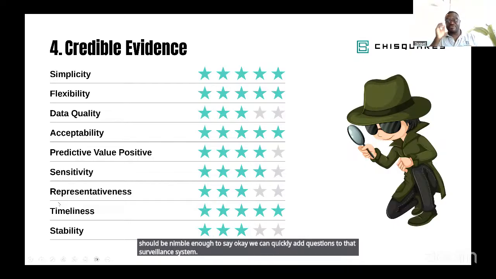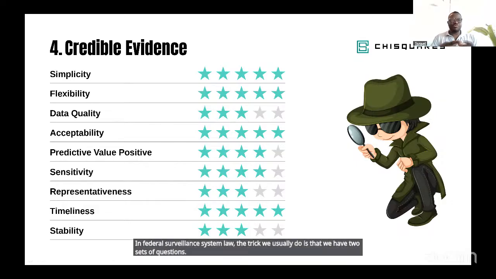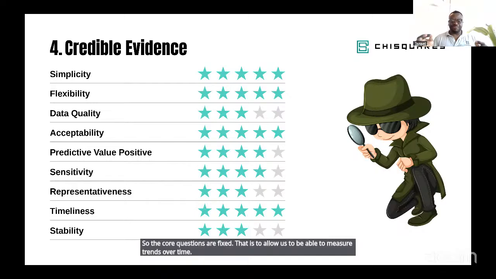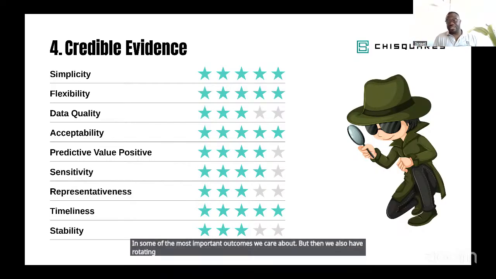In federal surveillance systems, the trick we usually do is that we have two sets of questions. We have core questions, which don't change, and then we have rotating questions, which change. The core questions are fixed, and that is to allow us to measure trends over time in some of the most important outcomes we care about. But then we also have rotating outcomes, and we need to rotate them because you can't have a questionnaire that is 1,000 questions long. We need to rotate them out.